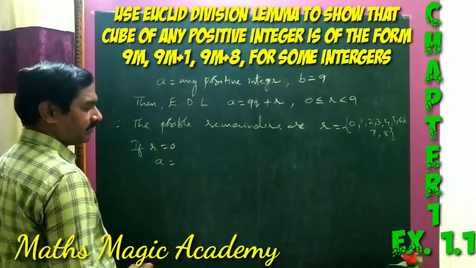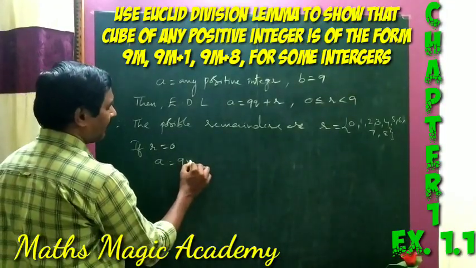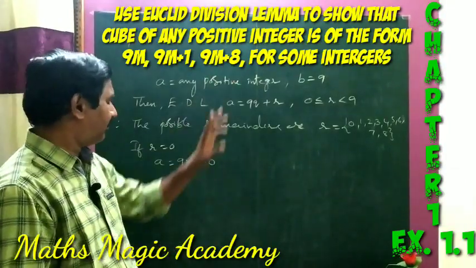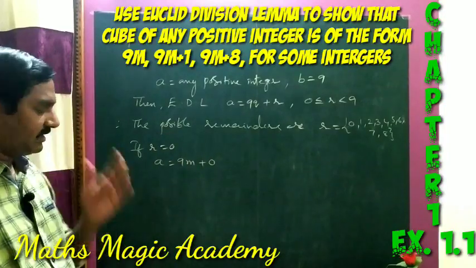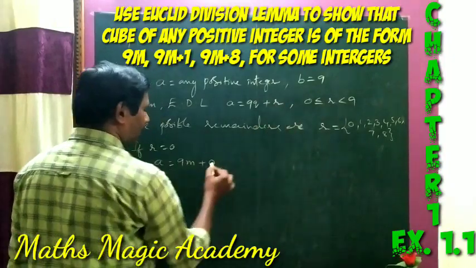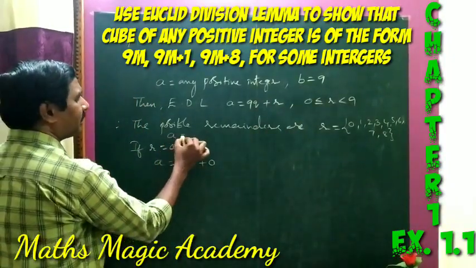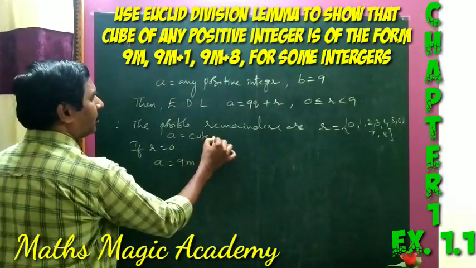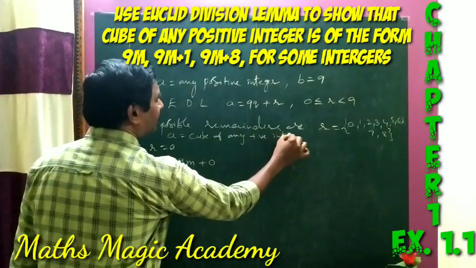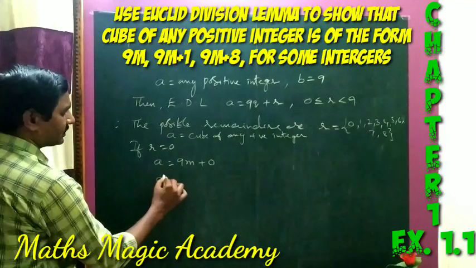In the same way, if r equals 0, then as per Euclid's division lemma, a equals 9m plus 0. The remainder is 0. Like here a equals 9q plus r, so in the place of r we substitute 0. But what is given? a equals the cube of any positive integer. Therefore, we have to do the cube on both sides.